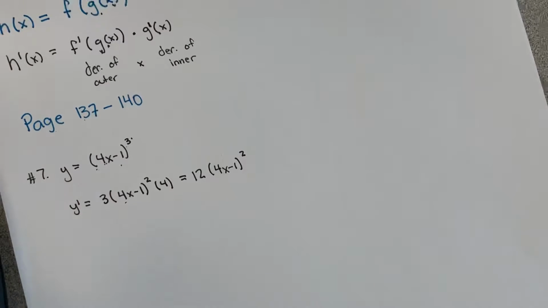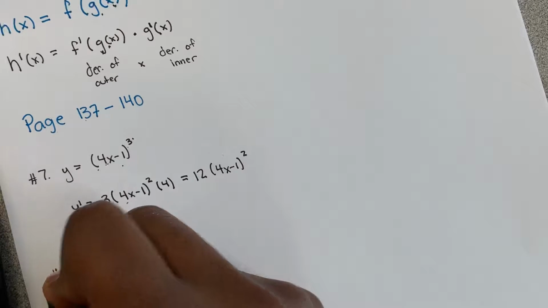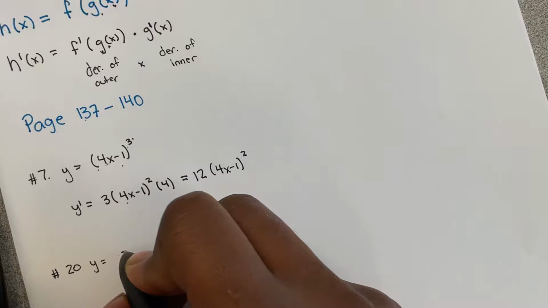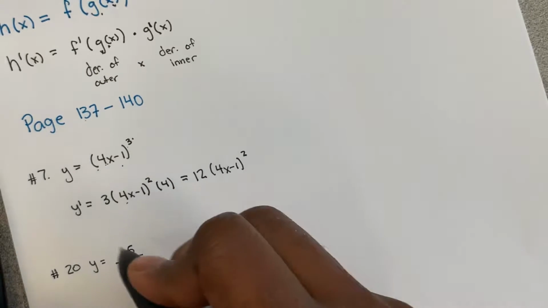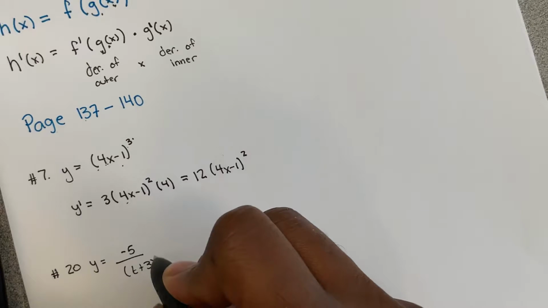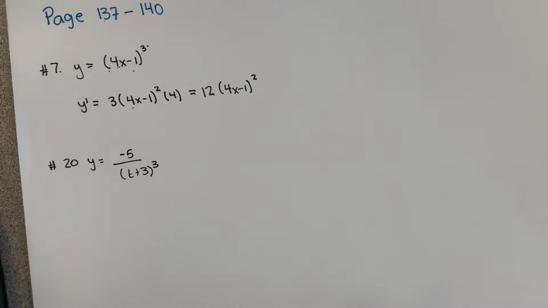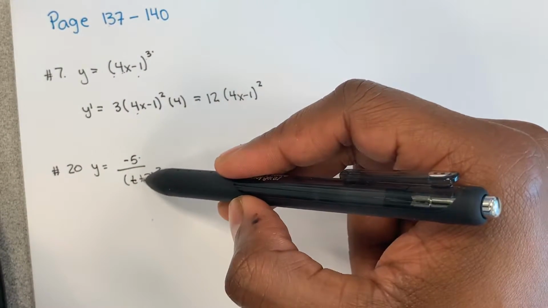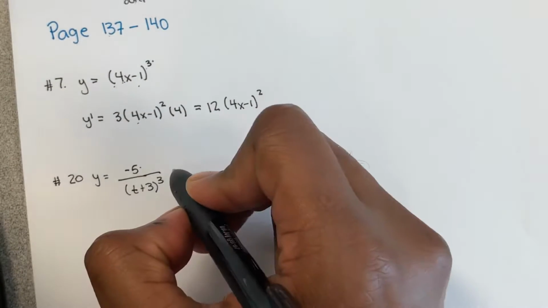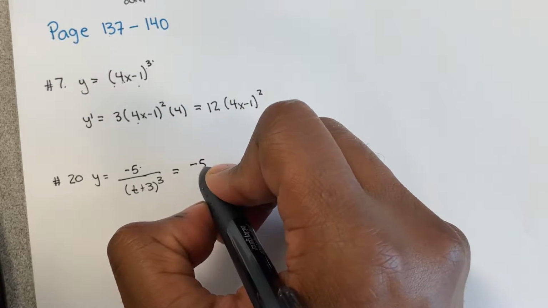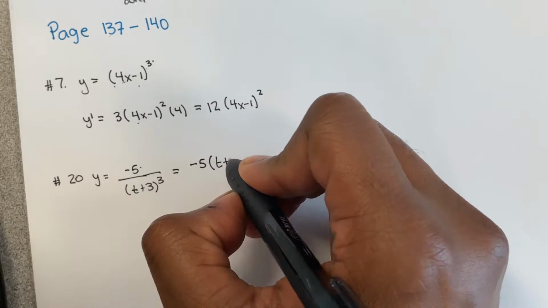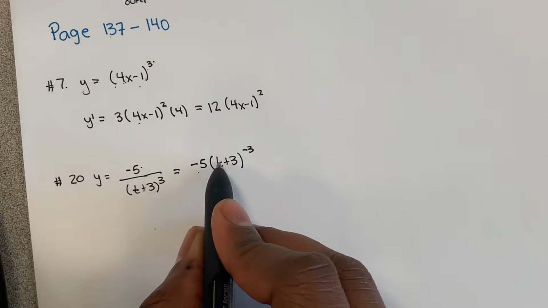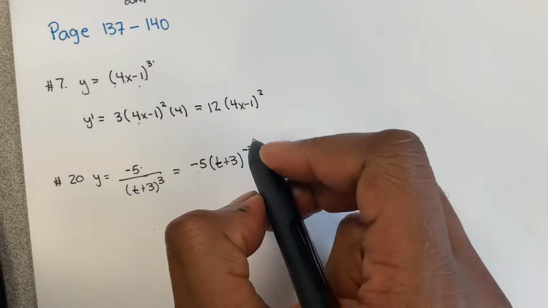The second example that we have is number 20, and that is y equals negative 5 over t plus 3 cubed. So this is an example of a problem that does not require the quotient rule because we have a number over a function. So the better step is to rewrite this so that it's -5 times t plus 3 to the -3 power. So we have y equals -5 times t plus 3 to the -3.